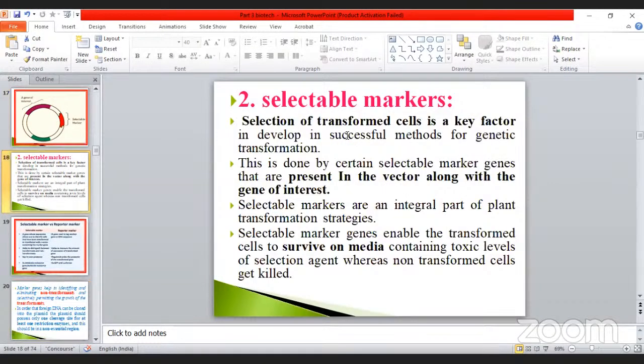Selecting the transformed cell is a key factor in developing a successful method for genetic transformation. This is done by certain selectable marker genes that are present in the vector along with the gene of interest. Selectable markers are an integral part of the plant transformation strategy. Selectable marker genes enable the transformed cells to survive on media containing toxic levels of selection agents, whereas non-transformed cells get killed. This is the mechanism.